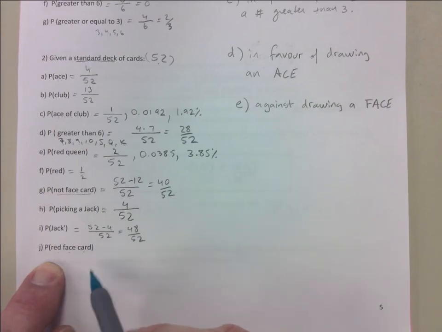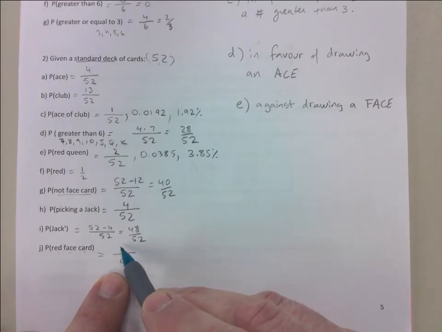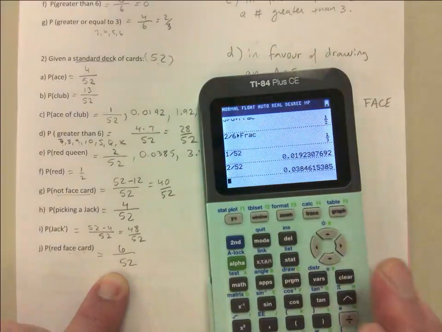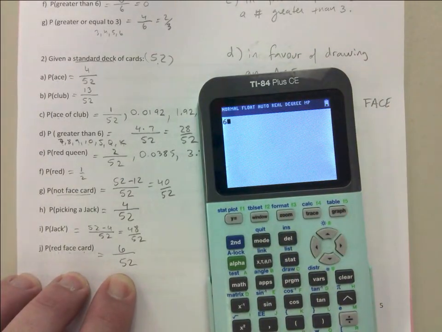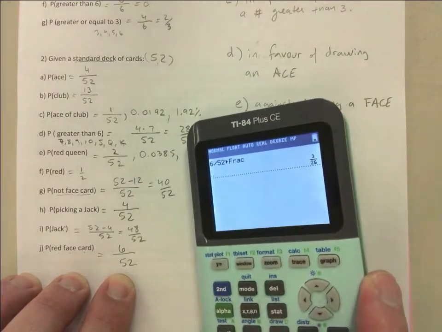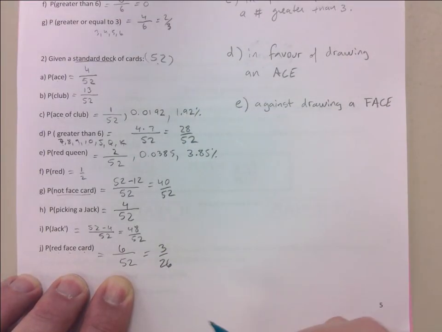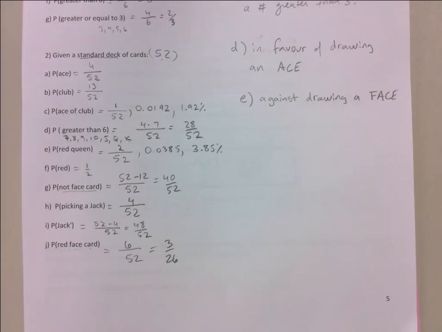Red face card. How many faces are there? 12. When it comes to color, it's always half of what you have in total. So this would be 6. Let's reduce that one just for fun. That'd be 3 over 26. Okay, so there you have it.